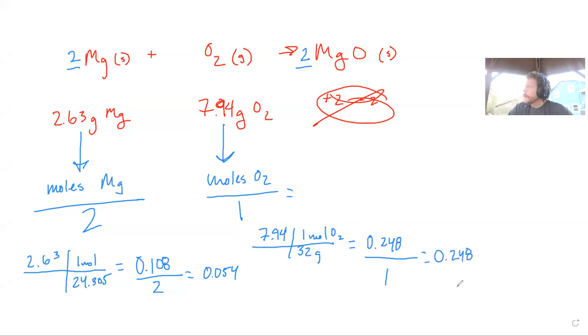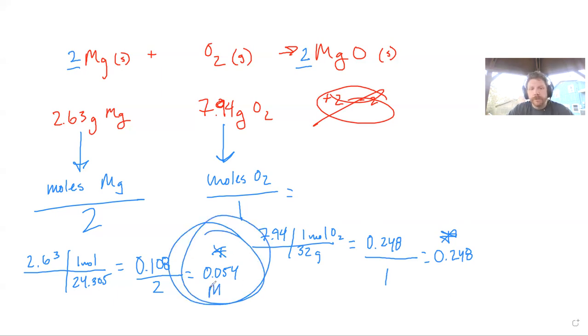So now all that we need to do is we need to compare these values, this 0.248 and 0.054. Which one of them is lower? This value, this quotient for magnesium is lower. Therefore, magnesium is my, and I'm going to write LR, or my limiting reactant.